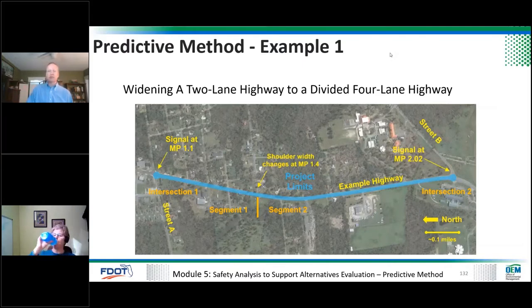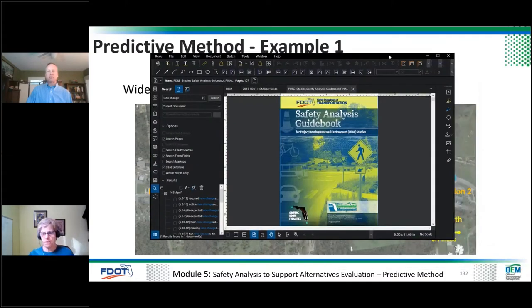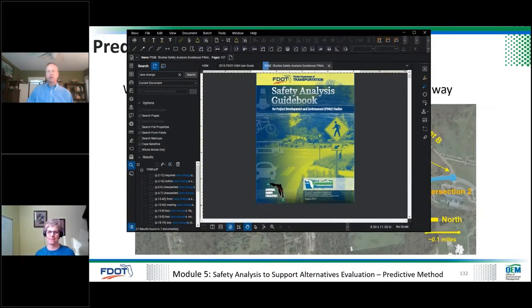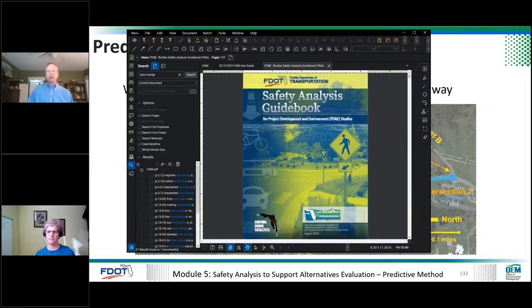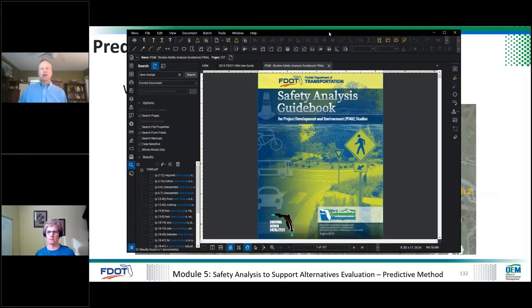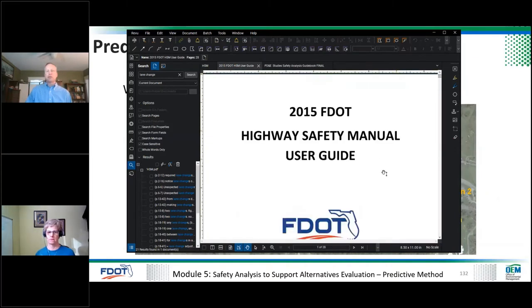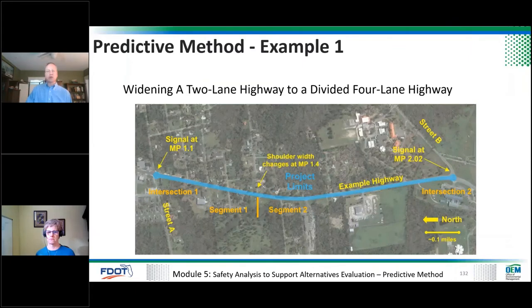Some of the material that we are going to be presenting today, just like yesterday, comes out of the guidebook. So I just wanted to flash a picture of the guidebook up here that is available to all of you, available online right now. If you don't have it, you can go download it, and it has good information there. And then Beth referred to the calibration factors. Those are in the 2015 manual, HSM user guide, and those are available to all of you. So we're pulling from documents that are there for all of us to use.